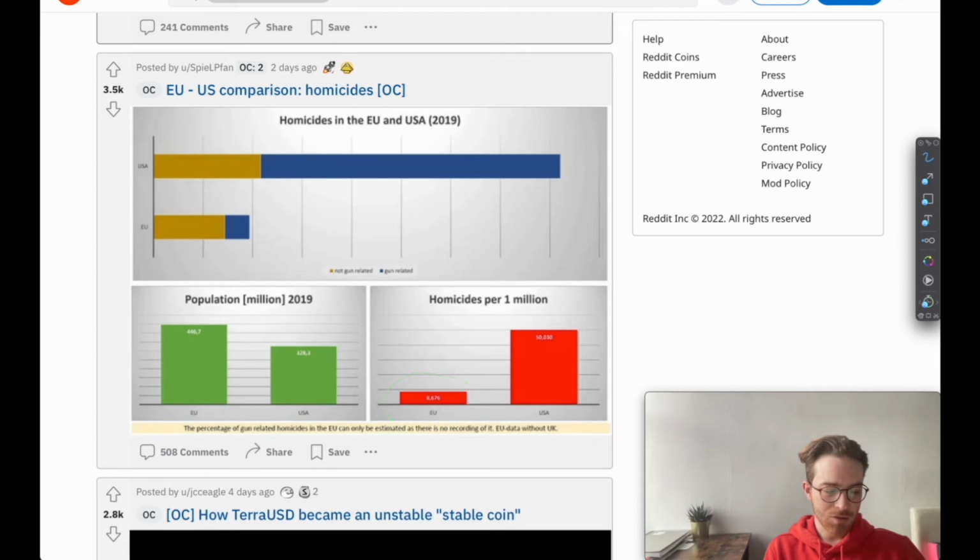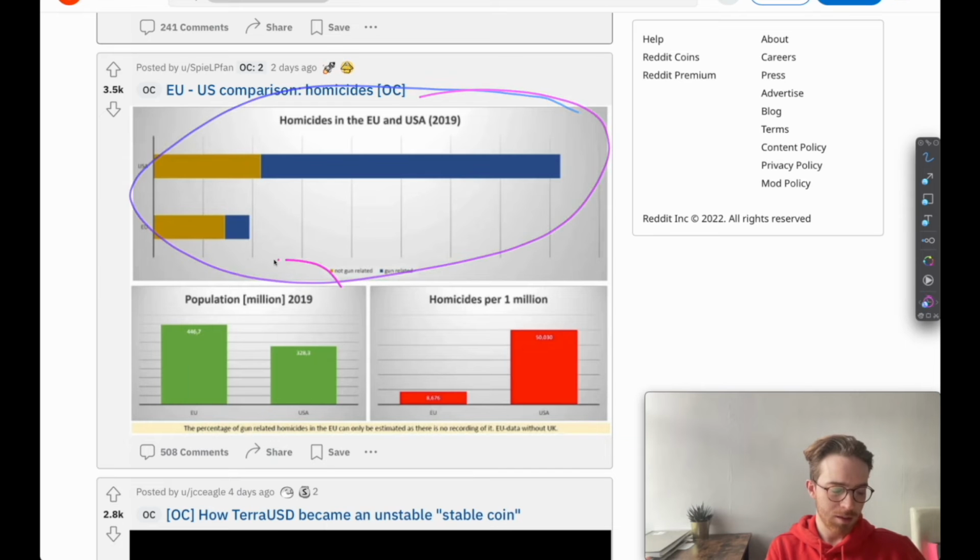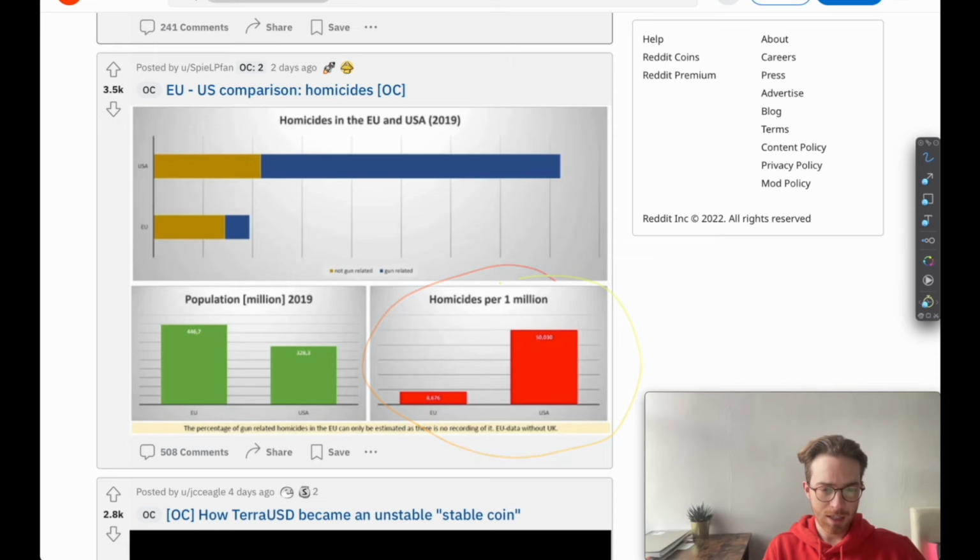Okay, right, so this is really the important chart here. It seems like they've used this data combined with this data to produce the actual relative statistic here to be able to compare these two regions. And as expected, the USA has vastly more homicides per 1 million people. So yeah, this chart does get its message across in a slightly clunky way.